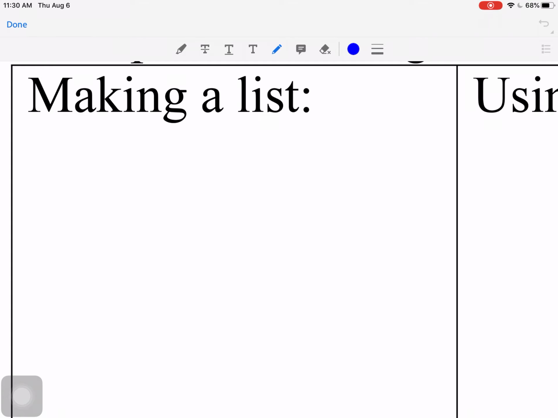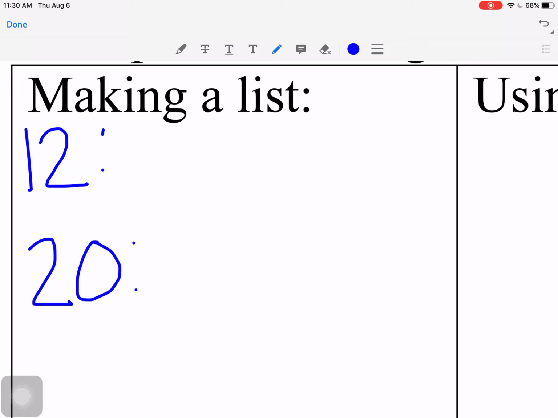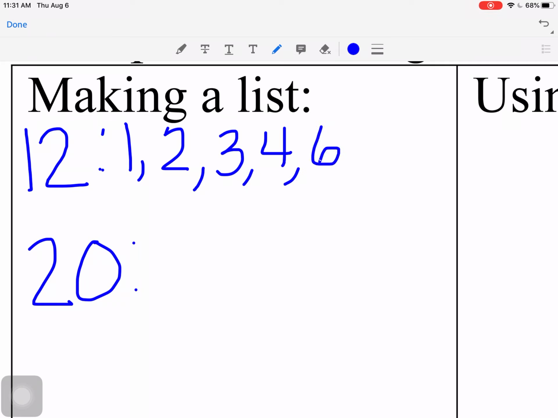So when we make a list, we're just going to write down the two numbers that we need to find the GCF of. So for this example, we're using 12 and 20. We're going to do all the factors of 12 and 20. So we know 1 goes into 12 evenly, 2, 3, 4, 6, and 12. And our example above showed us that as well.